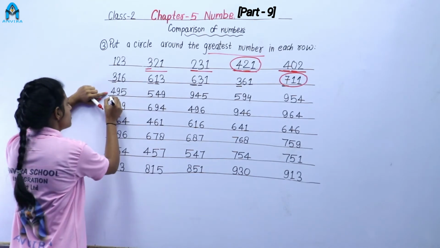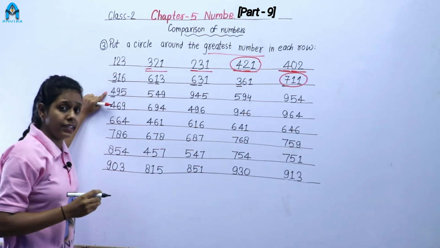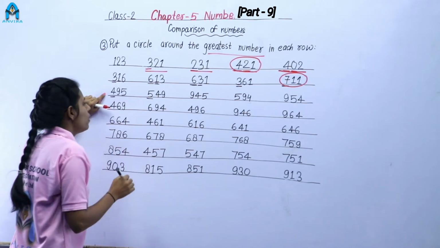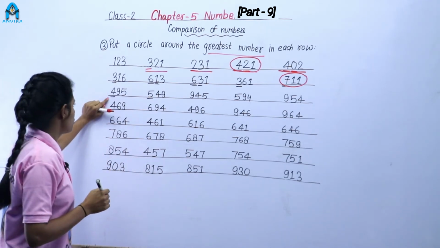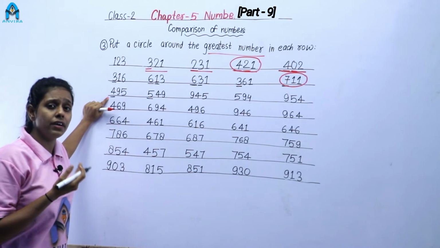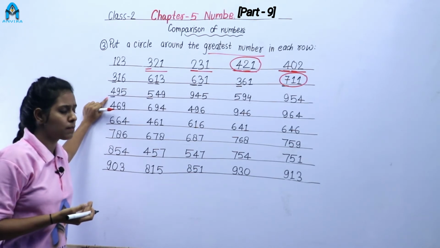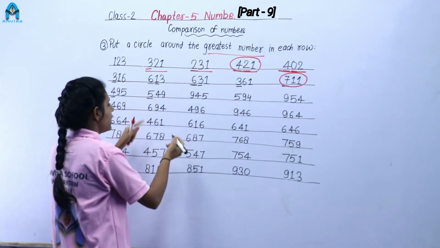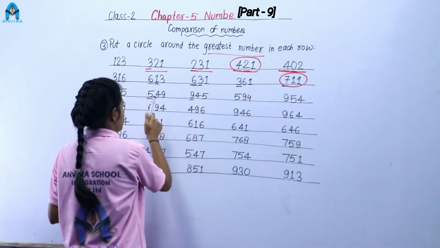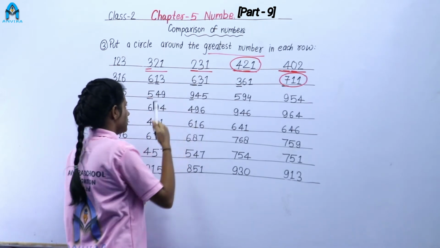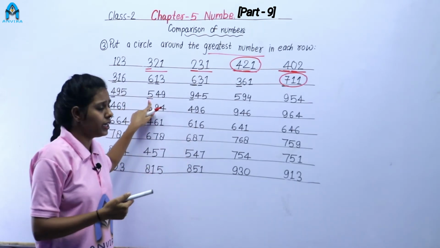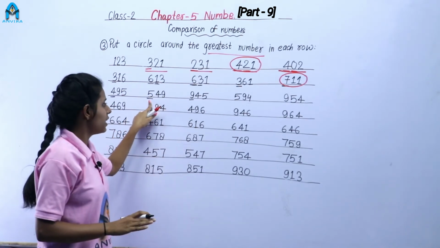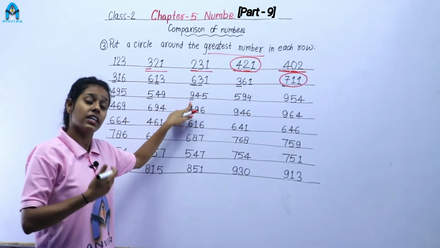Let's go to the next row. In this is 495. Next number is 549. So, compare 400 and 500. Which is greatest? Yes, 500 is greatest. Next is 900. We compare this and this. So, here is 500 and here is 900. Which is greatest? Yes, 900 is greatest.